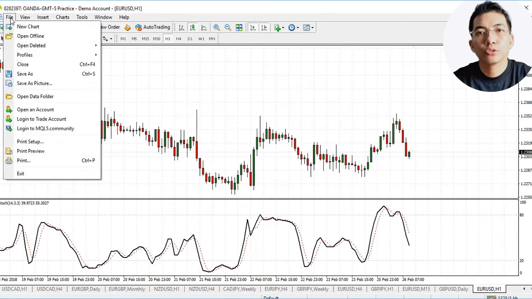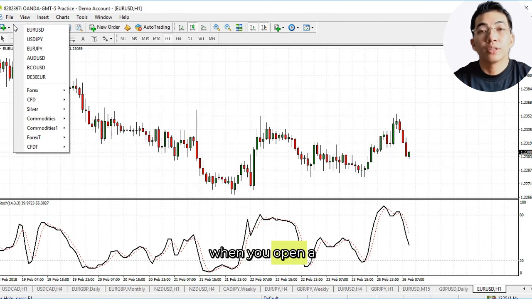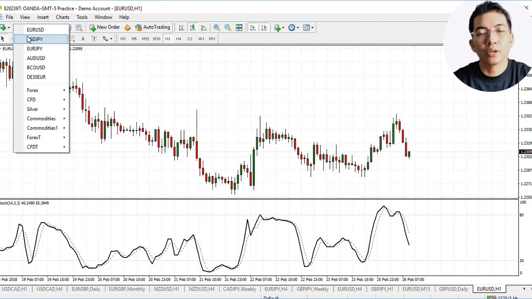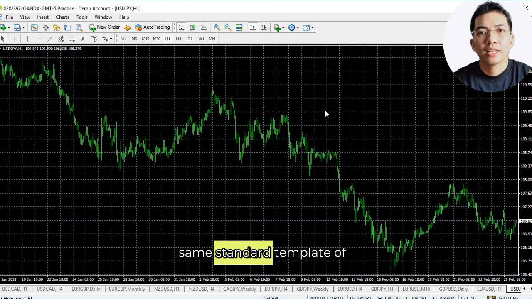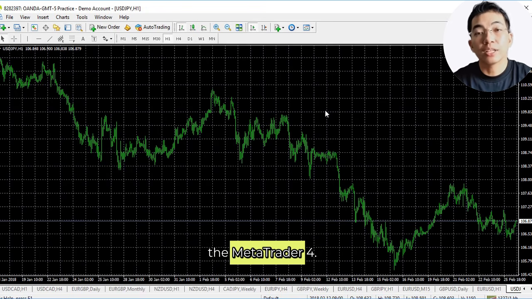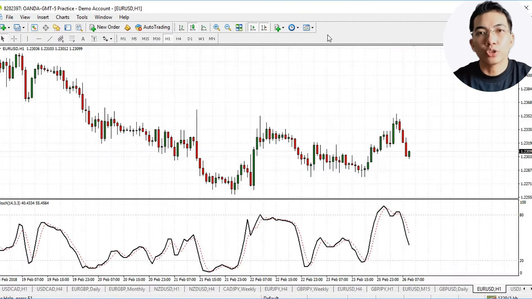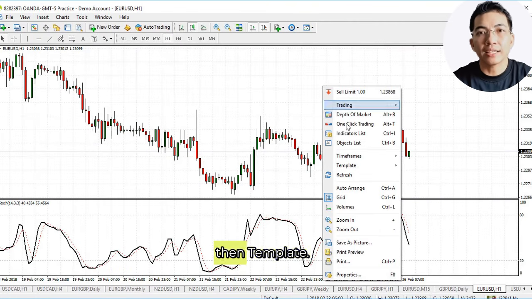Now, this is just for euro-dollar, but when you open a new chart, let's say that you want to analyze dollar-Japanese yen, you will have the same standard template of the MetaTrader 4. What you need to do is to go back to the euro-dollar chart, right-click and then template.